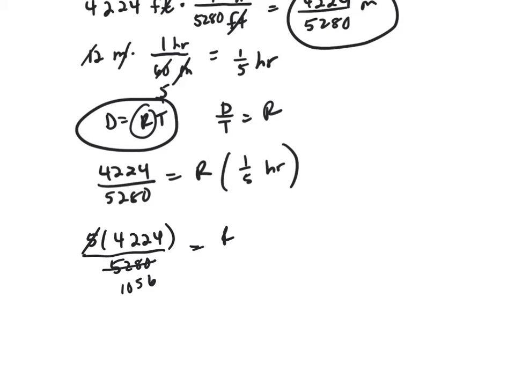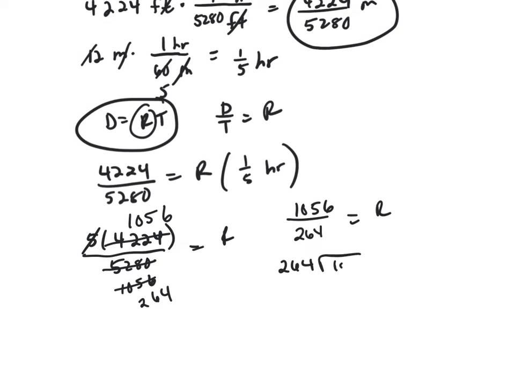And then let's do 4 will go into both of these. 4 will go into 4,224, 1056. Isn't that convenient? And 4 will go into 1056, 264. So let's clean this up. I've got 1056 over 264 equals the rate. And then if you divide 264 into 1056, you get 4. So there's your answer. I really don't have any shortcuts.